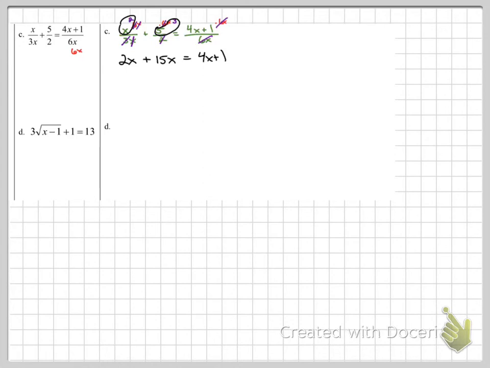Pause your video and finish solving this. Okay, hopefully you got 1 over 13. Don't feel bad if you get a fraction, and please don't make it a decimal. Just leave it as 1 over 13.